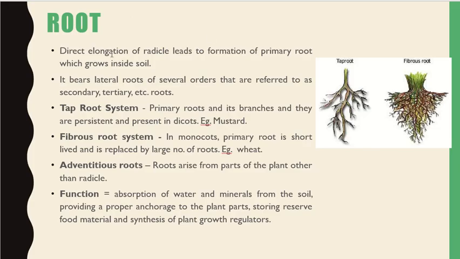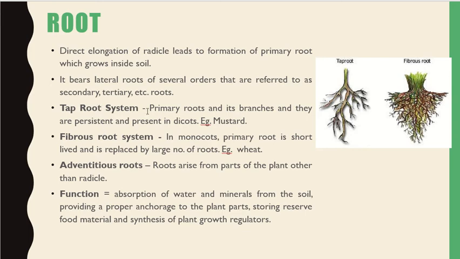What are roots? Roots are basically the direct elongation of the radicle, which leads to the formation of the primary root, which grows inside the soil. It bears lateral roots of several orders. Here you can see this is the primary root, this is the secondary root and this is the tertiary root. Basically there are three types of roots.